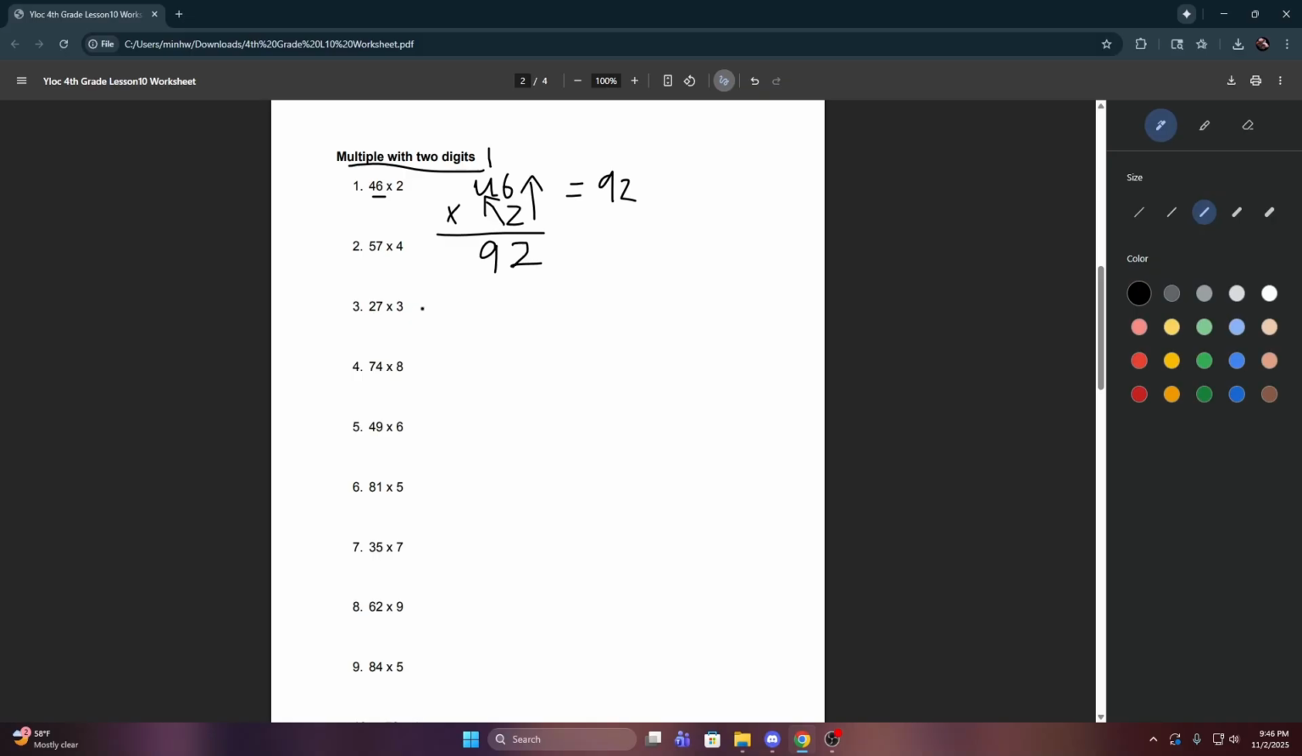Let's try 3 together again. 27, right, times 3 goes at the bottom. We're going to go up, and then we're going to go sideways. So 7 times 3 is 21. Put the tens place up here, ones place down here. 3 times 2 is 6. And then you add that to 6 plus 2 is 8. So the answer is 81 here for 3.